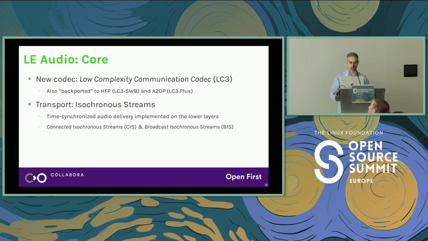You might come across the terminology CISes and BISes. That's the connected isochronous streams, which are the unicast streams, basically, and the broadcast isochronous streams are the broadcast.